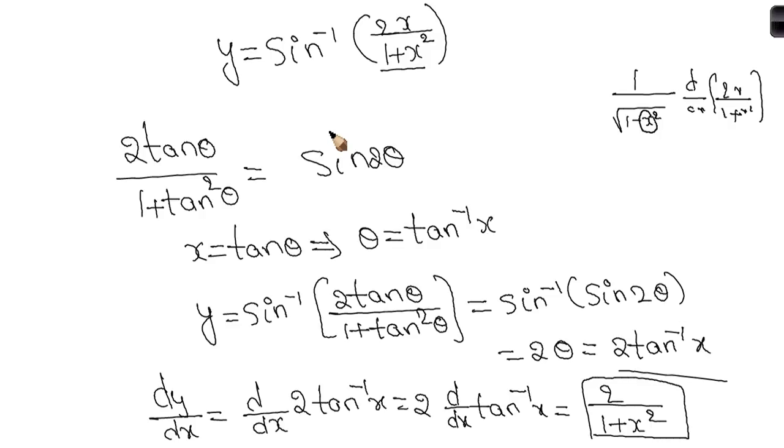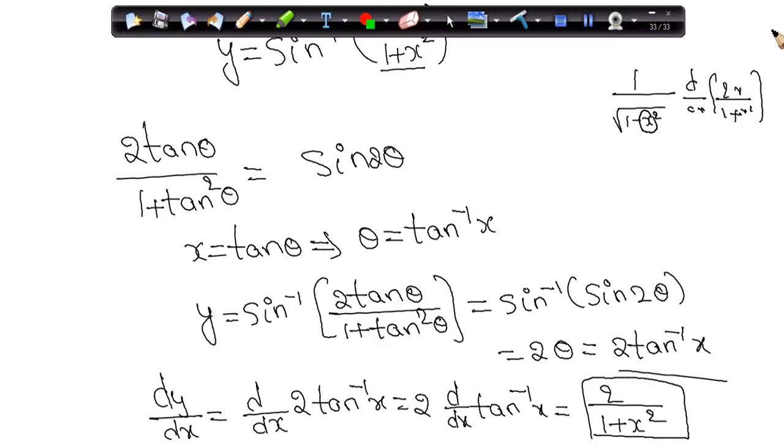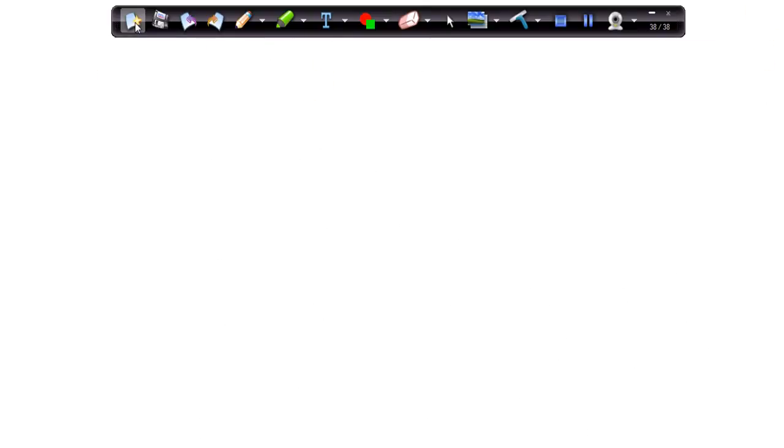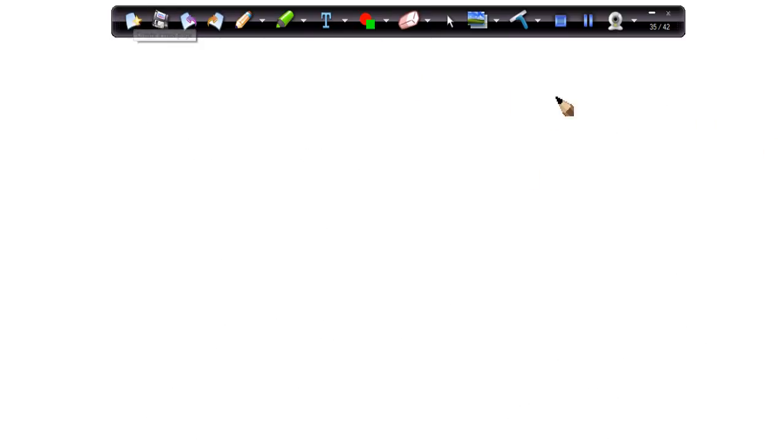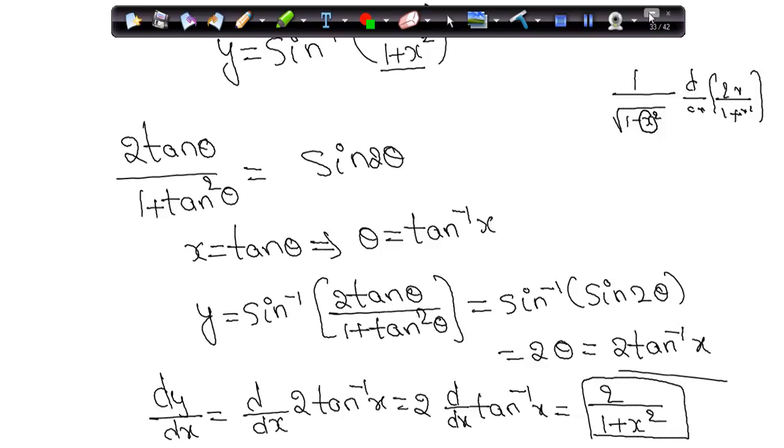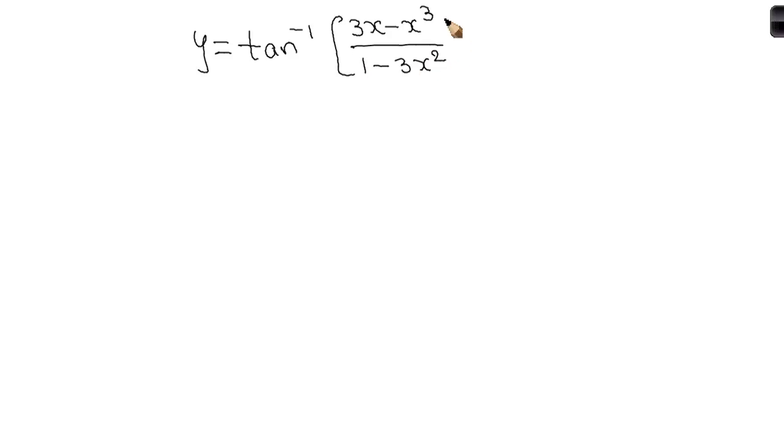Okay, let me solve the next question. The next question is, find the derivative of the function y is equal to tan inverse of 3x minus x cube upon 1 minus 3 times x square. Let x be equal to tan theta.